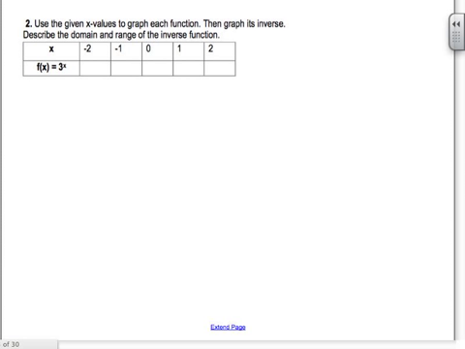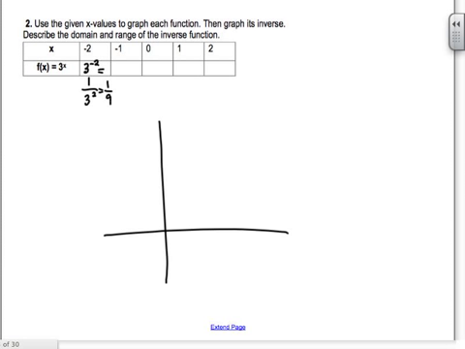All right, number 2. Use the given x values to graph each function. So let's say we have f of x equals 3 to the x. If I have 3 to the negative 2, remember that's 1 over 3 to the positive 2, so it's 1/9. I'm going to have the point negative 2, 1/9, a little bit above the axis. If I plug in negative 1, I have 3 to the negative 1, which is 1 over 3 to the positive 1, which is 1/3. So I have negative 1, 1/3, a little bit higher.